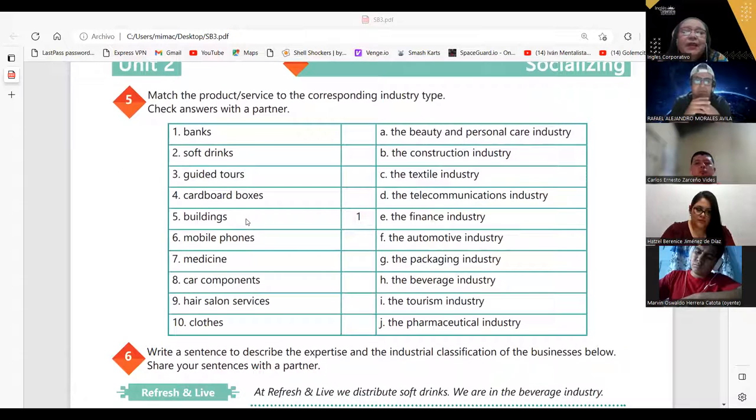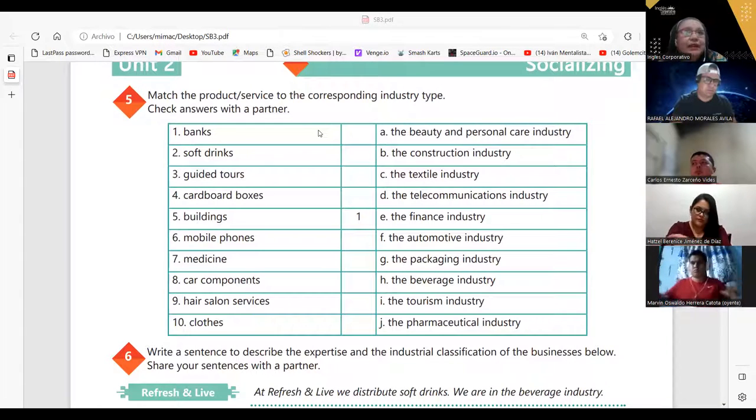Now, class, here, you are going to match the product or service to the corresponding industry type. Later, we're going to check the answers here in the main session room. For example, number one is done for you. Banks, the finance industry, okay? Banks belong to the finance industry.